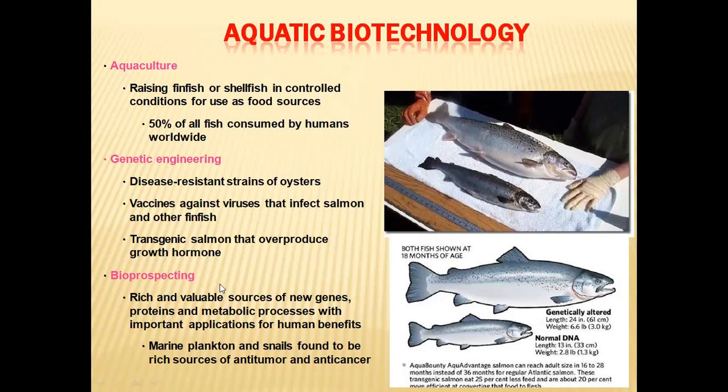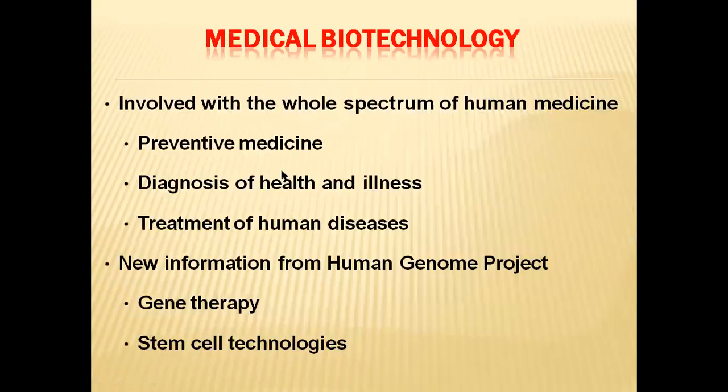So in this way, the bioprospecting field involves the identification of new genes which are useful for our use, which are useful to cure our diseases, which are useful to meet the demands of our food requirements, all those things. So all these things come under aquatic biotechnology.